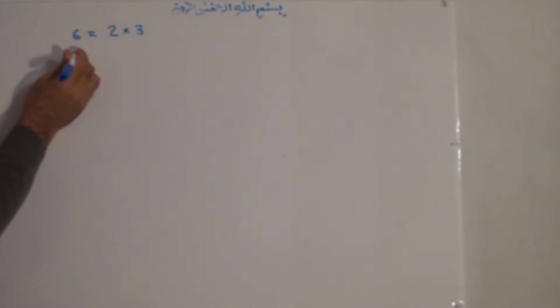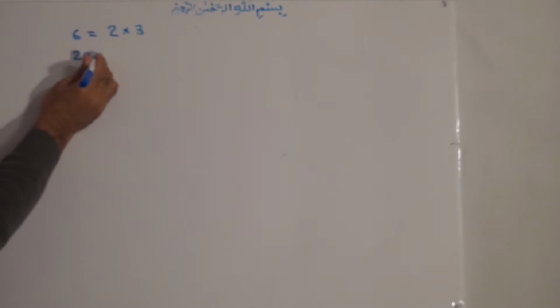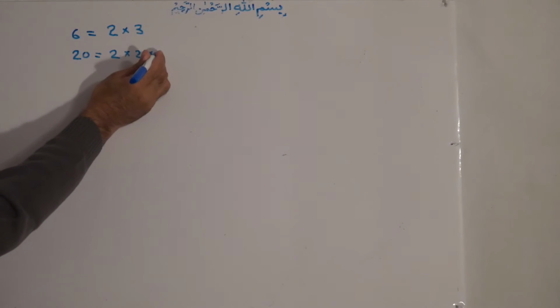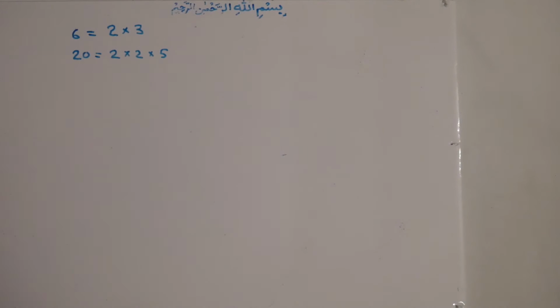Like another, like 20. 20 is 2 times 2 times 5. 2 is prime, 2 is prime, 5 is prime, and 20 is composite. How can we find which prime numbers these numbers contain? For simple ones like 6 and 20 and 4 it is easy, but for bigger numbers we should know the procedure of factoring.